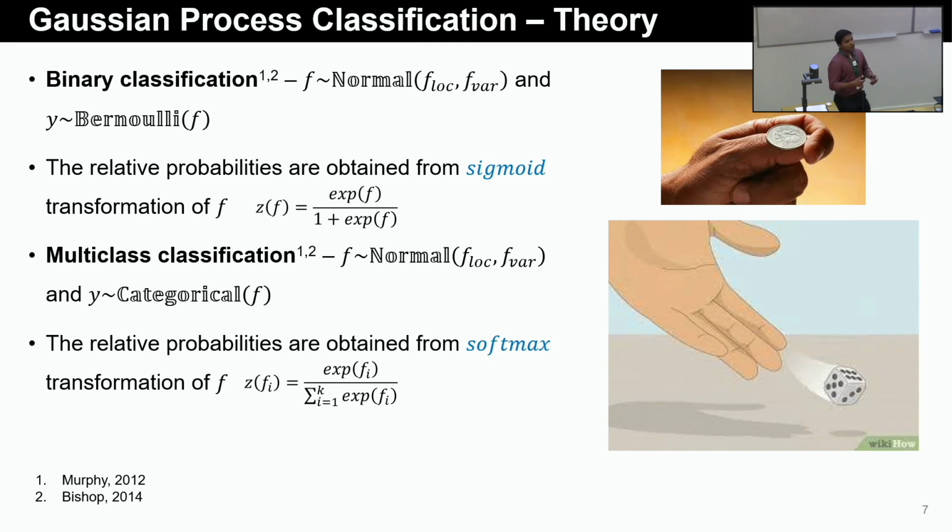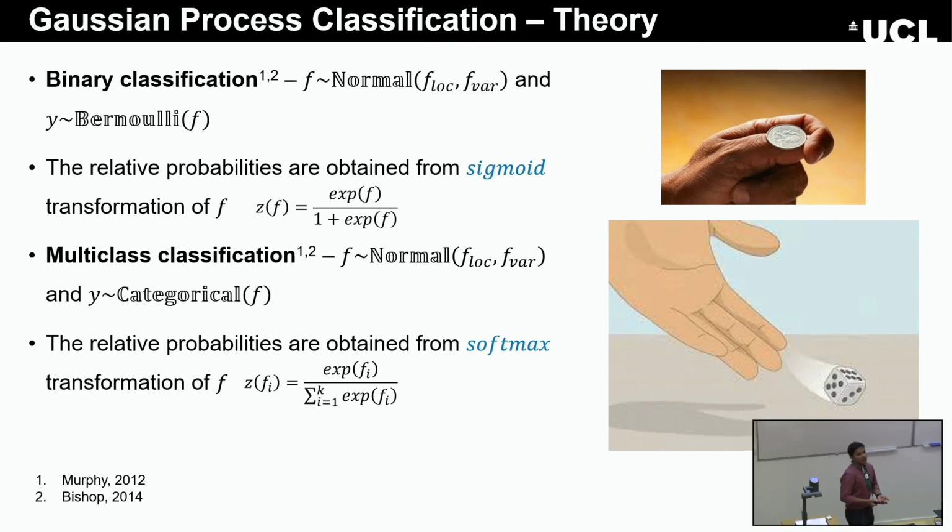For those who are not familiar with the theoretical background of the Gaussian process model for classification, I'm going to explain two cases, binary and multi-class. Binary classification can be understood based on an event such as tossing a coin. When we toss a coin, we have only two possible outcomes. Similarly, in binary classification, we have two possible outcomes, a 0 or 1.